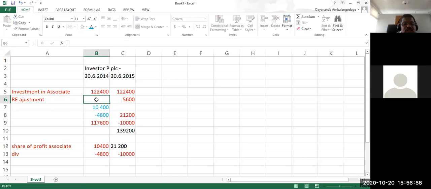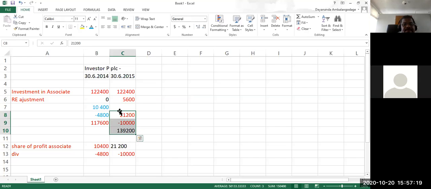Here the RE adjustment is not there because it's in the first year. That adjustment is not there because it is in the first year. And here the same adjustment, I will take it here. So you get the adjustment.